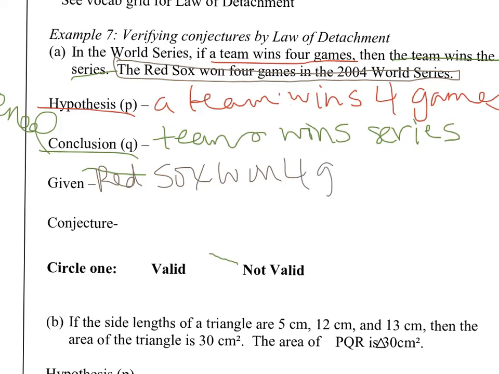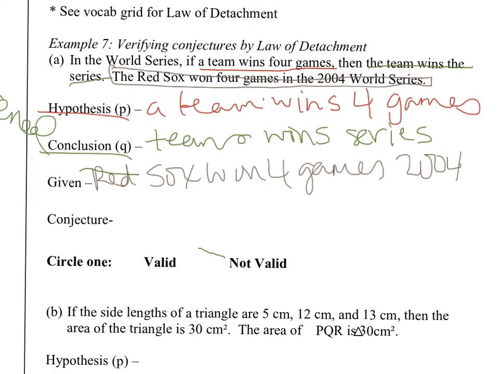The given is the Red Sox won 4 games in 2004. Okay, that is a very specific sentence. It was the Red Sox and it was in 2004. But see how it matches the hypothesis? The hypothesis is the general. Any team, anytime can win 4 games. The given is very specific. The Red Sox won 4 games in 2004. But they say the same thing. A team wins 4 games. Hypothesis is a general statement and the given is a very specific statement.